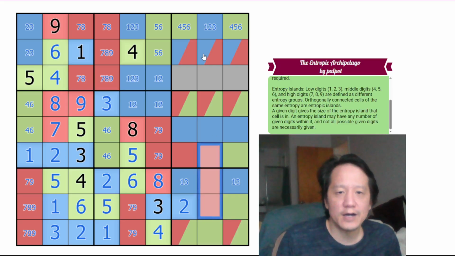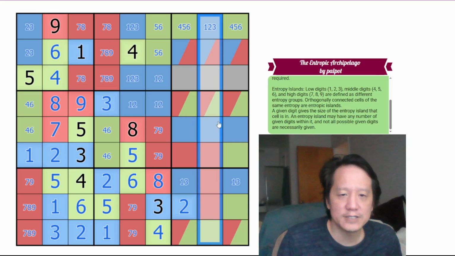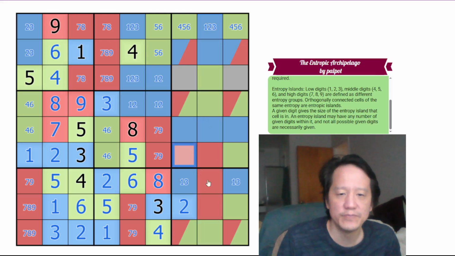We have 3 highs actually in column 8. That eliminates high in the rest of the column. So this cannot be high. This is middle. This can't be high. It's low. So this must be low or middle. We have 3 lows already in column 8. So this can't be low. This is middle then. This is 4. We don't. Okay, so one of these is high.